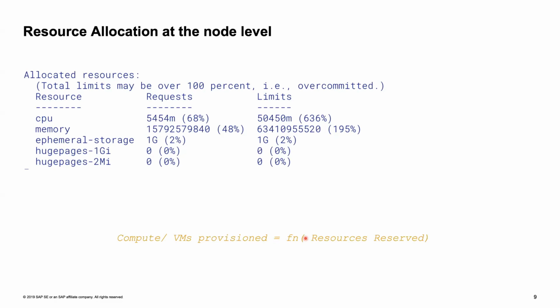So how much of your compute is getting used is basically how many resources you are reserving. That's very important to understand. You see there that my requests are around 68%, which means that I am consuming about 68% of this particular node, even though my usage might be really low. The ultimate deciding factor here is how many resources are being reserved.